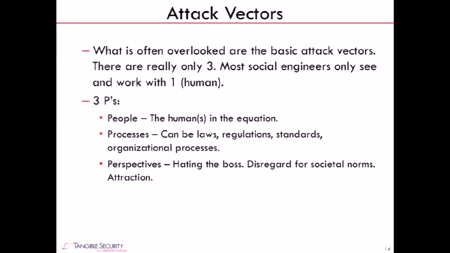Okay, attack vectors. Very simple, three P's: people, process, and perspective. All the other ones that you can come up with are based on some combination of these. People, human beings, the human in the equation. Processes, we're going to get into this, and I'll give you some acronyms to remember the key things around this in a minute, are laws, regulations, internal processes, whatever. And perspectives are their emotional states, their self-actualization states, the organizational and entity states, the aggregate state of the group, groupthink.